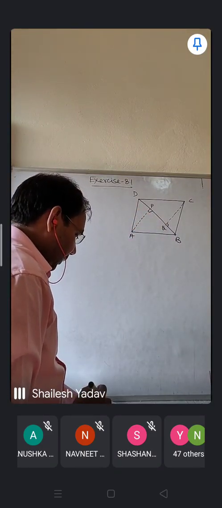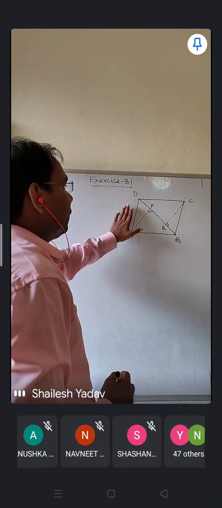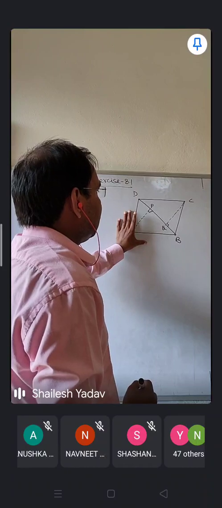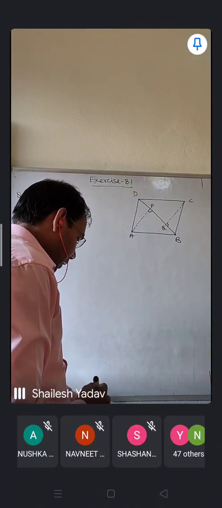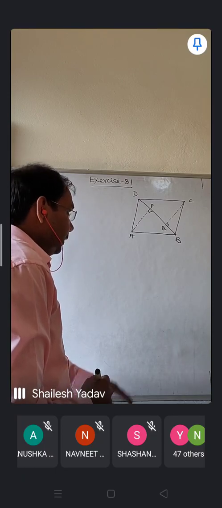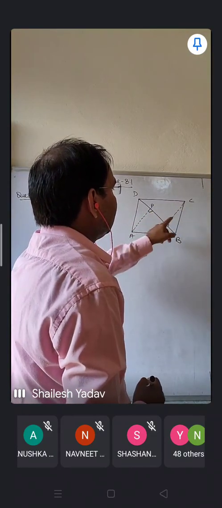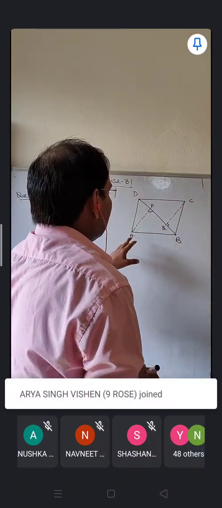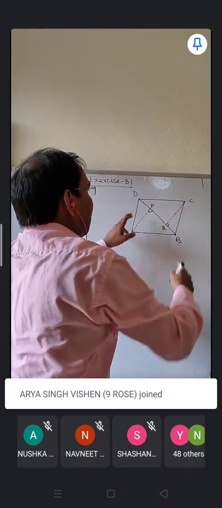It is given that ABCD is a parallelogram. It means whatever the quadrilateral you had drawn, ABCD, in the question it is given that it is a parallelogram. So okay, it is a parallelogram. AP and CQ are perpendicular from the vertices A and C. AP and CQ, here you are going to find AP and CQ. These are the perpendicular from the points A and C on BD.